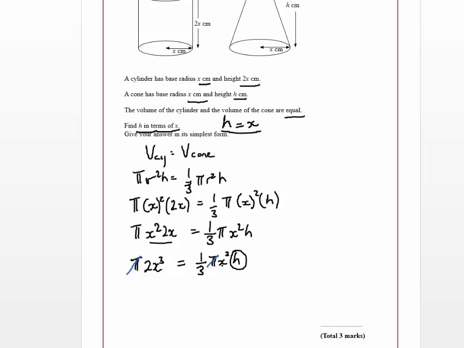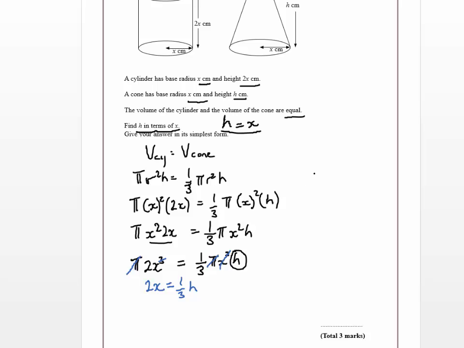So I'm going to get rid of x squared by dividing. I'm going to get rid of the power here. You should know how to do this by now. Okay, so now I'm going to rewrite it underneath in a different color. You should only have 2x is equal to 1/3 h.